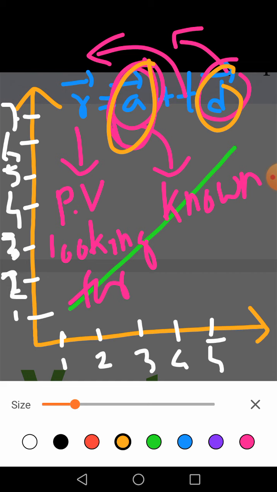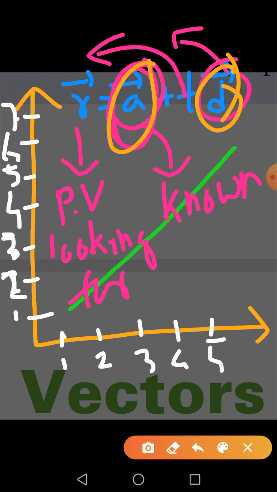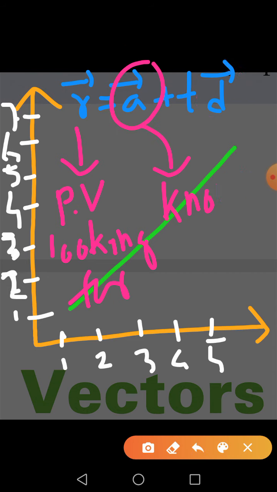Now let's look further at the meaning of d.